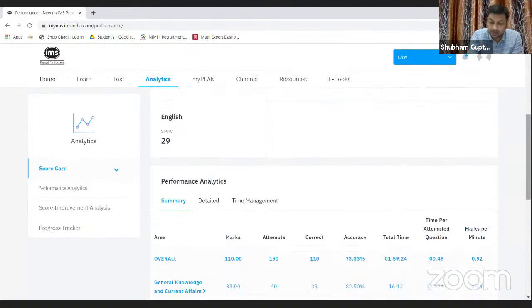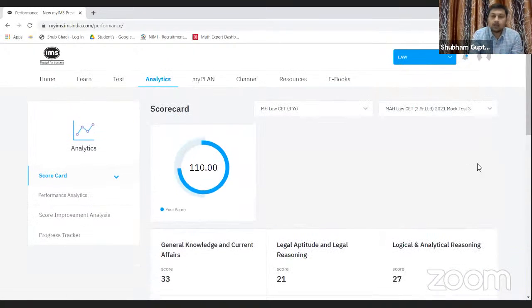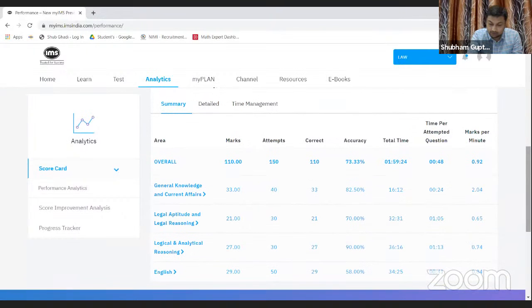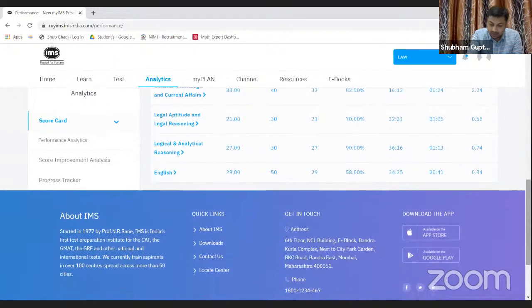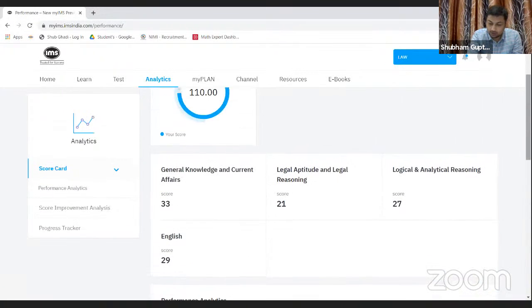Had it been more on the static part, I would have done very badly. So were you able to see the score? I have shown you the detailed score as well. So how much time did I take per question? For general knowledge, my overall time is 24 seconds per question. Logical reasoning, because it was one of my strength areas, I could do very well.